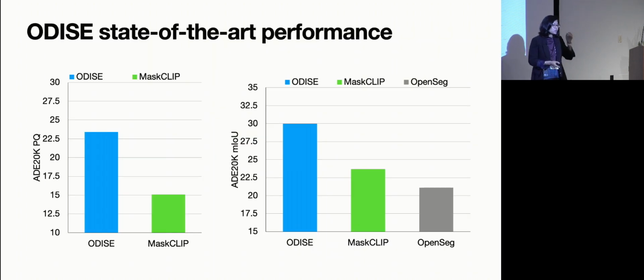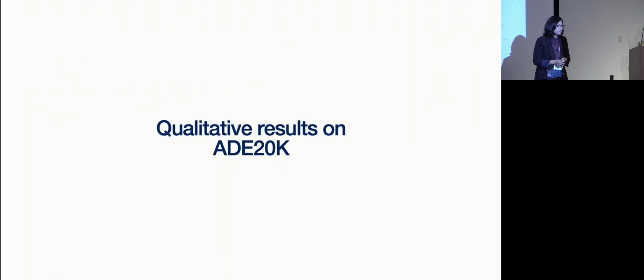And here I'm showing, on the left, results of the panoptic score, which is for the panoptic segmentation task, as well as on the right, results for the semantic segmentation task. And we have several other results of also doing open vocabulary bounding box prediction, as well as instance segmentation, which were also all state-of-the-art at the time.